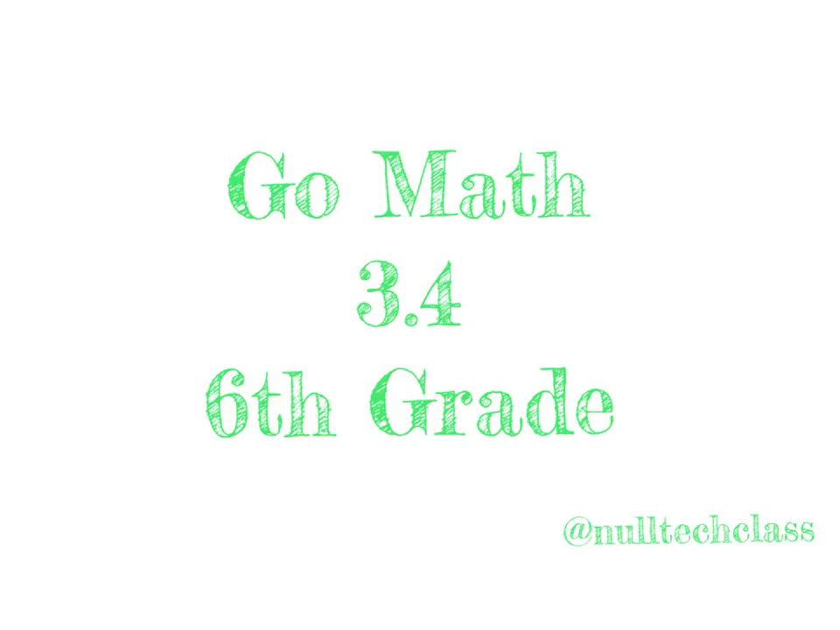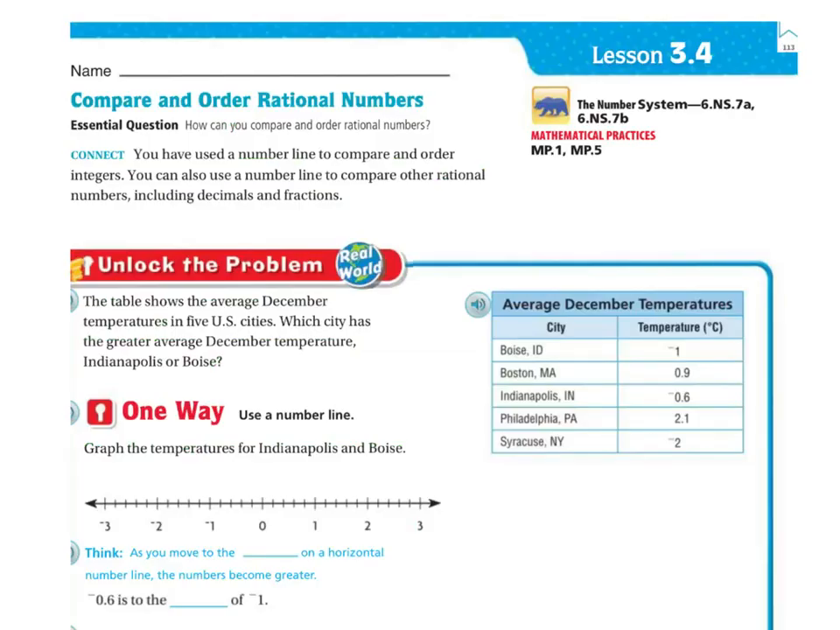Good morning, class. Today's lesson is 3.4. Compare and order rational numbers. Our essential question: how can you compare and order rational numbers? Connect. You've used a number line to compare and order integers. You can also use a number line to compare other rational numbers, including decimals and fractions.